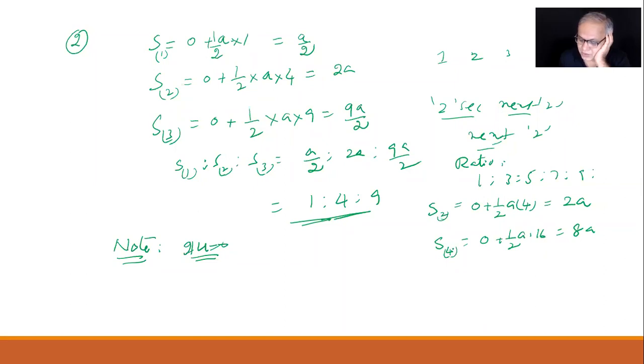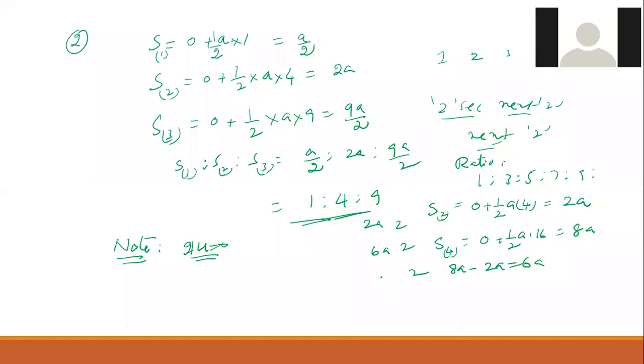Right? So what is the distance during the next 2 seconds? 6a, right? Yes. So 8a minus 2a will be 6a. This is the distance in the next 2. This is first 2, second 2 if I take. It will be 2a here and 6a here. Next 2 seconds you take, tell me, how much do you get? 1 is to 3 is to 5. 10a you get. If you want, you can check it.